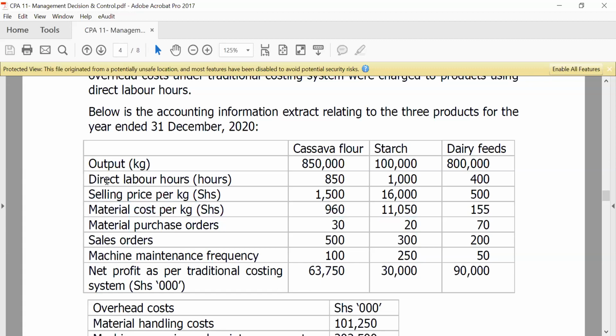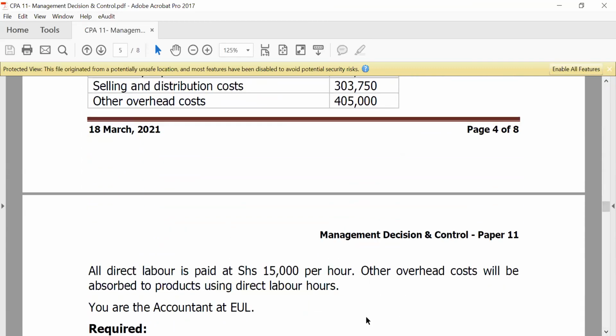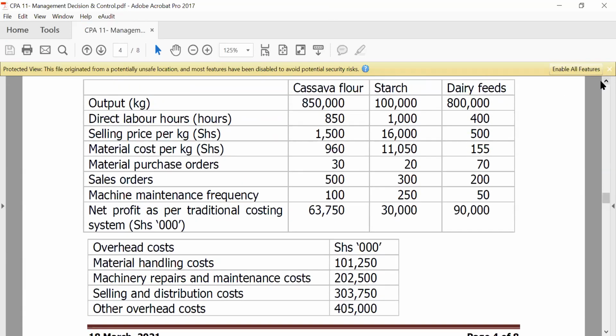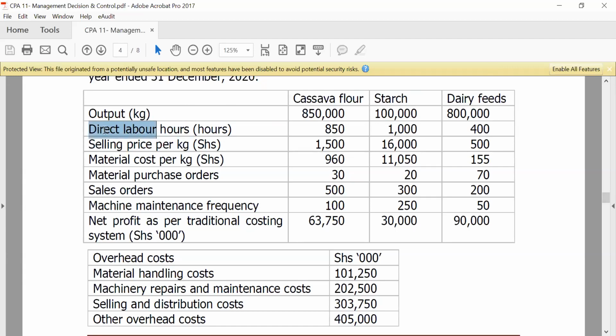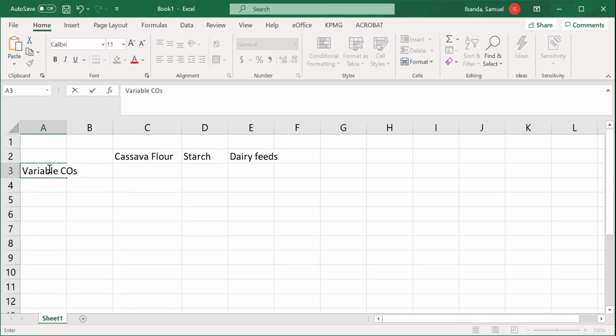And then they have told us the direct labor hours, these are the ones that we have, which is 850, 1,400. And then down here, they have gone ahead to give us the direct labor, which is paid at a rate of 15,000. So what does that mean? What I'll basically go ahead to do is pick the direct labor cost. So I'll come here and say, I'm first going to look at the direct labor under variable costs.